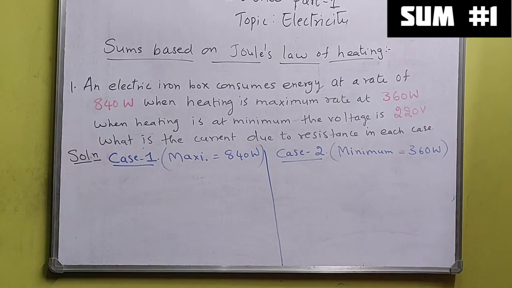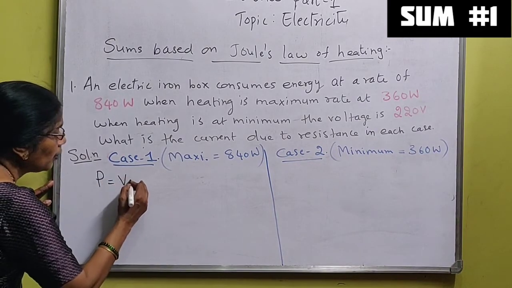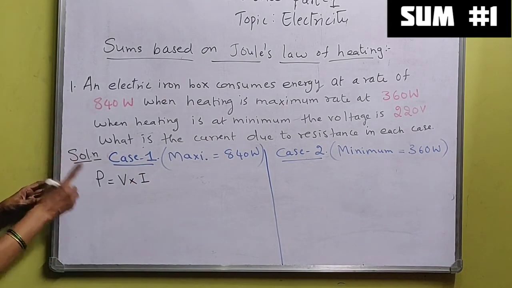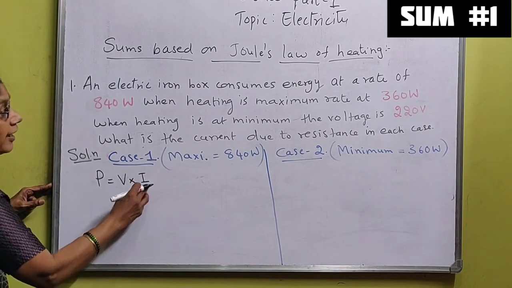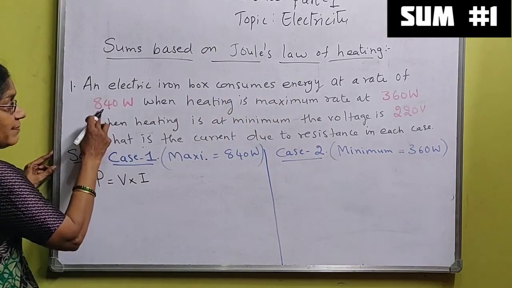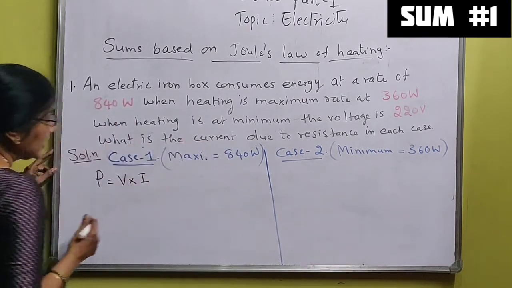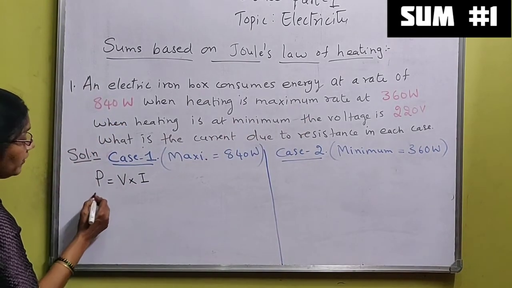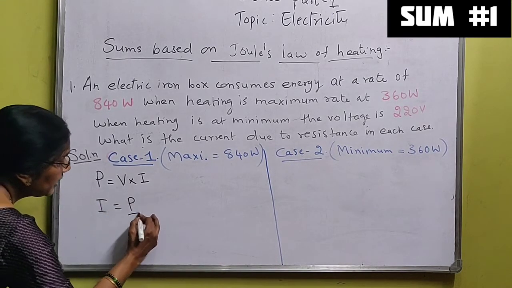Already when we were seeing Joule's law of heating, I told you one equation: power is equal to potential difference into current. This equation we are going to use. In this case, we have to find out the flow of current when the heating is maximum, that is, the power is at its maximum, 840 watt. So here P is given as 840 watt and the voltage is 220 volt for both. So we are going to use this equation, that means I is equal to P by V.